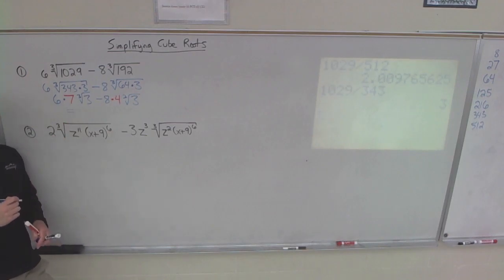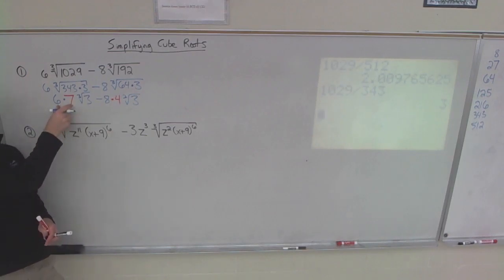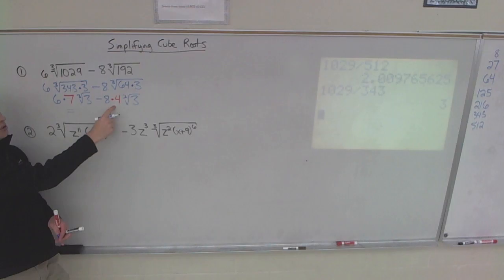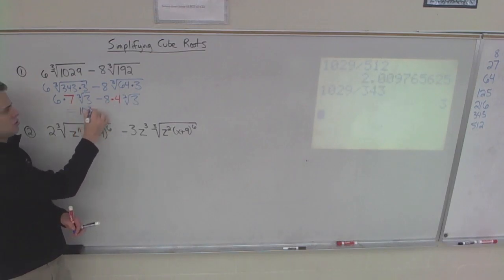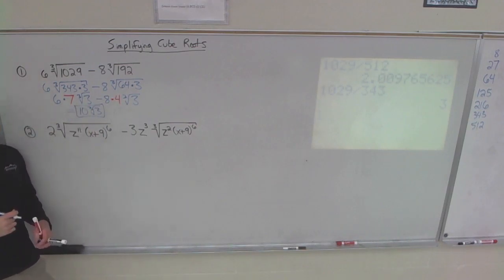So how many cube roots of 3s do we have? 6 times 7 is 42 minus 20 minus 32. 42 minus 32 is 10 cube roots of 3. There we go. Okay. Same kind of thing on this one. There's no numbers on this one, so that should be a little simpler. I think the variables might look harder, but it shouldn't be because you don't even need your calculator now.